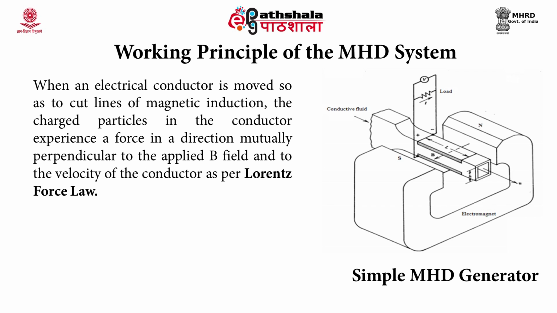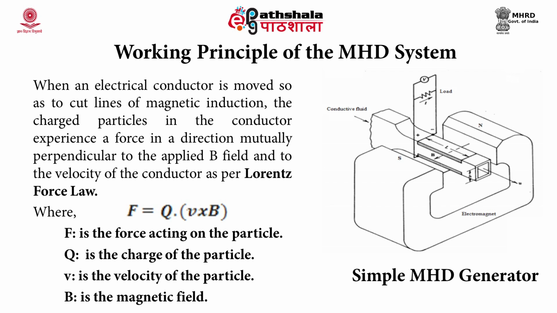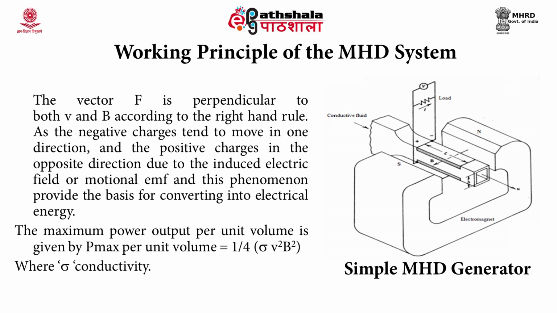This law is the Lorentz force law, where F is equal to Q V cross B. F is the force acting on the particle, Q is the charge of the particle, V is the velocity of the particle, and B is the magnetic field. The vector F is perpendicular to both V and B according to the right hand rule.